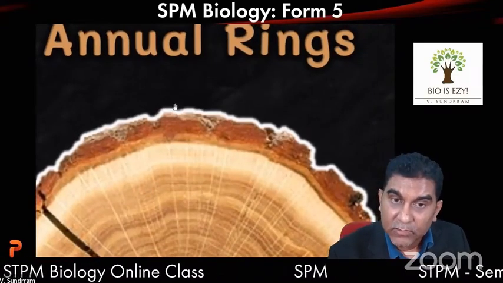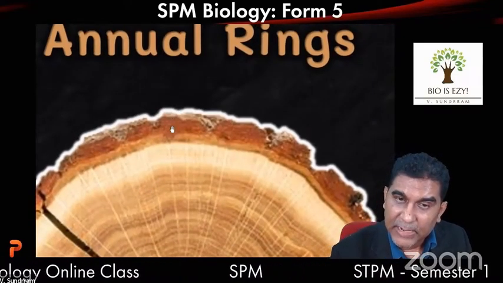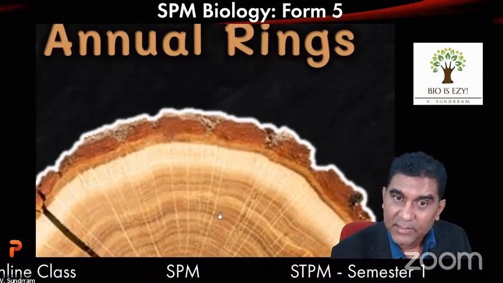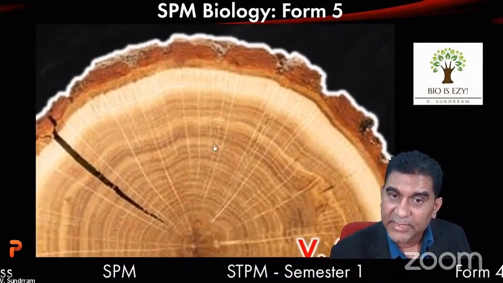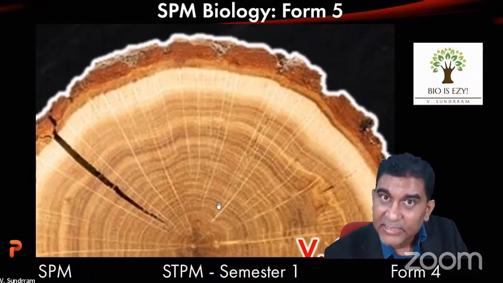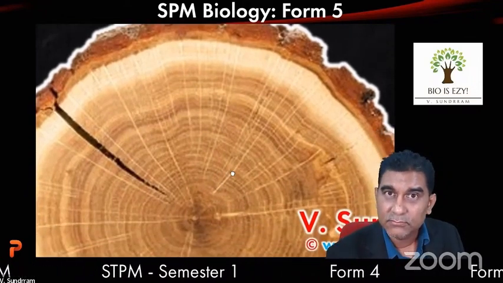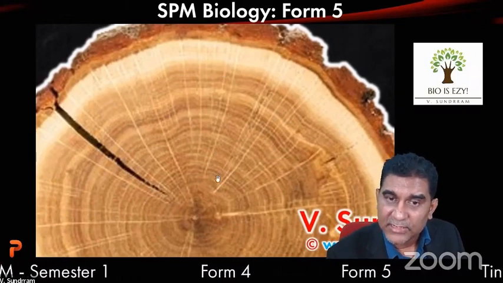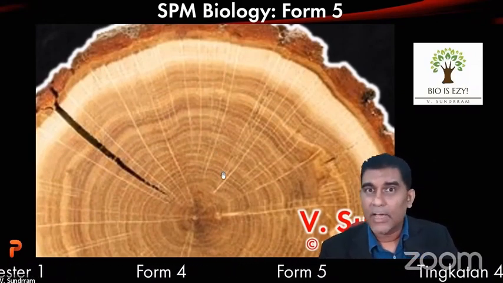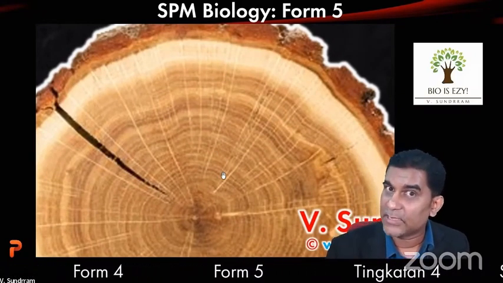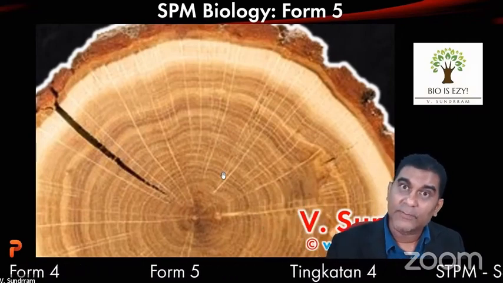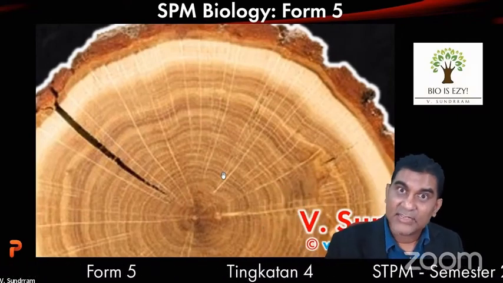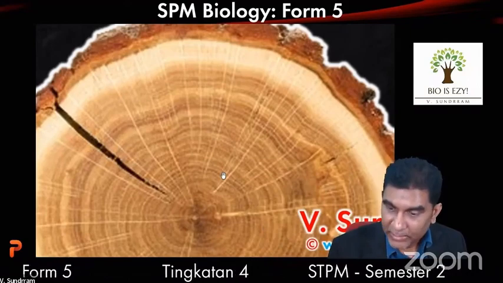You should know by now, this is the bark. This brown color you see here is the bark. All of this is secondary xylem. Secondary xylem becomes wood. Primary xylem is right at somewhere here. All of this is secondary xylem. Somehow your textbook mentioned primary xylem becomes wood. Secondary xylem becomes a stronger wood.